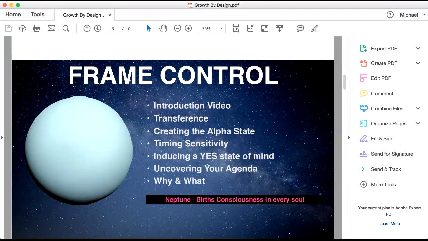So Neptune is where consciousness bursts in everyone. And that's about frame control. And the reason why Neptune and birthing of consciousness is because when you control the frames that you put in front of somebody, you're controlling the birthing of consciousness, of unveiling the ideas that you want to talk about.